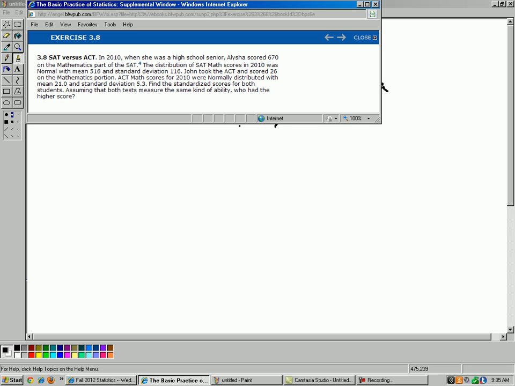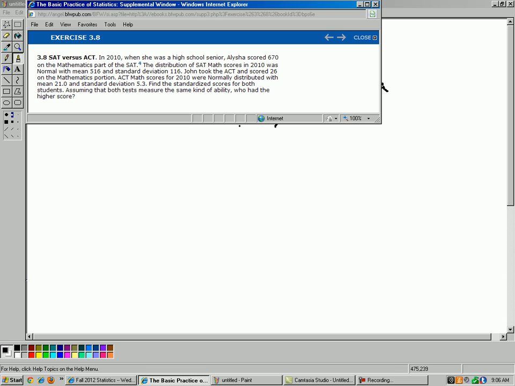Now the scoring system is totally different, but if you compare it to the mean of the ACT, which was 21, John did above average, 26. Just like Alicia scored above average, because the mean for her group was 516 and she scored 670. But how can we compare these on an apples to apples basis instead of comparing apples to oranges? That's what z-scores are all about.